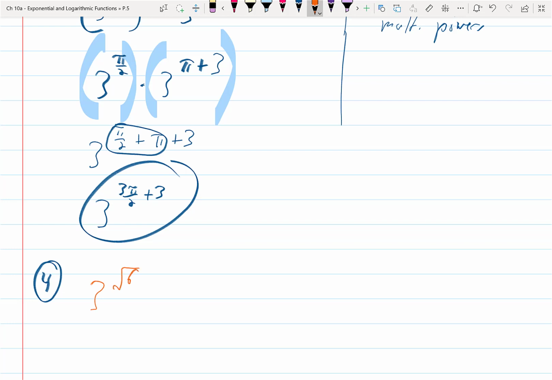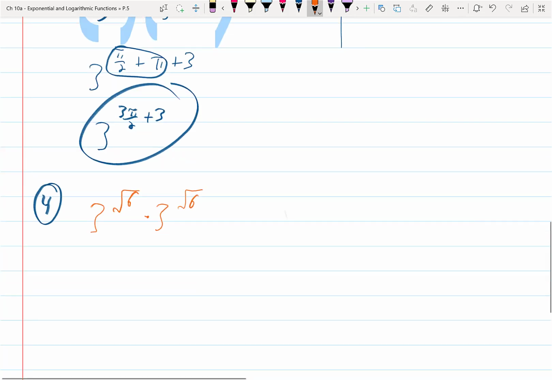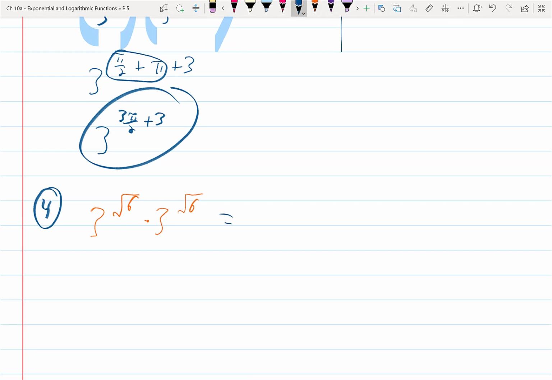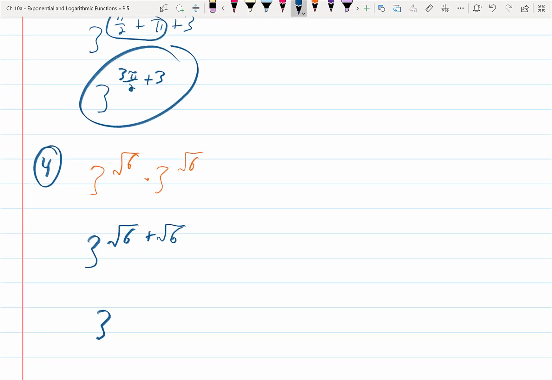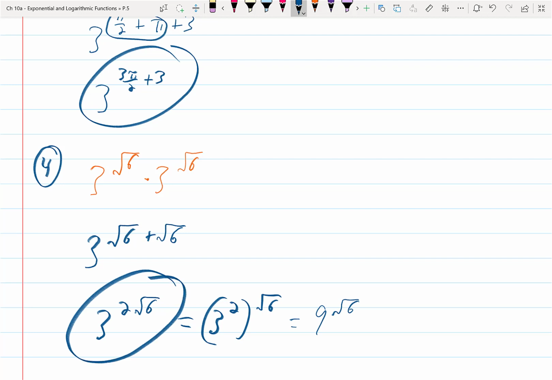What would this be? 3 to the root 6 times 3 to the root 6. 3 to the 2 root 6. I'll have people all the time tell me that that's 3 to the 6th. You're not being careful with your rules. This is 3 to the root 6 plus root 6, which is a great step to show, because then the next step is 3 to the 2 root 6. You could argue that 3 to the 2 root 6 is the same as this, which is the same as 9 to the root 6, but I would actually consider this to be simpler, because it's a simpler base.